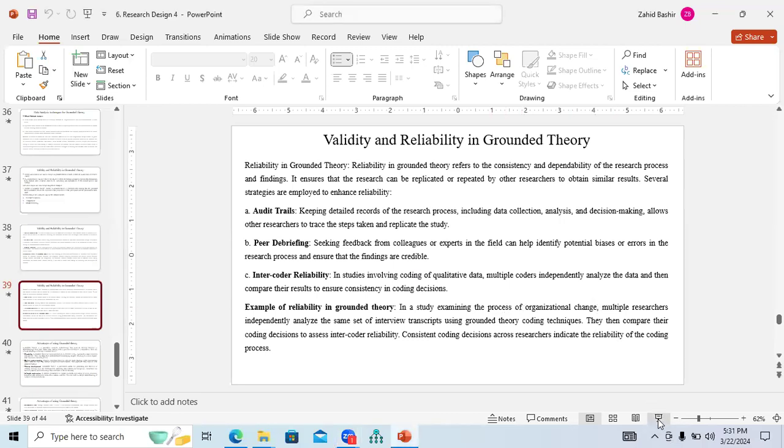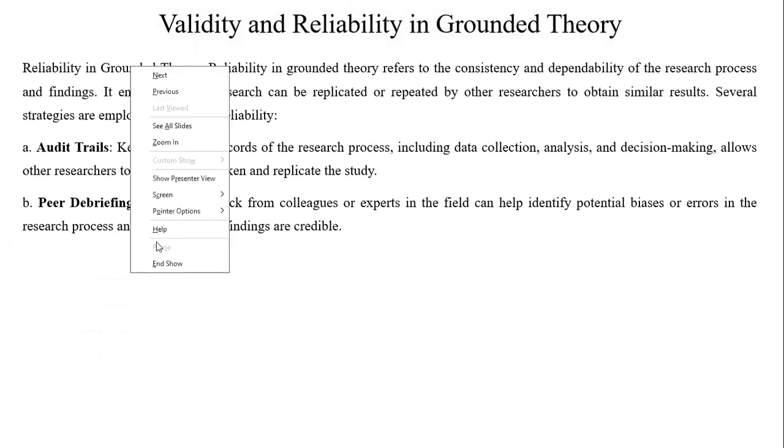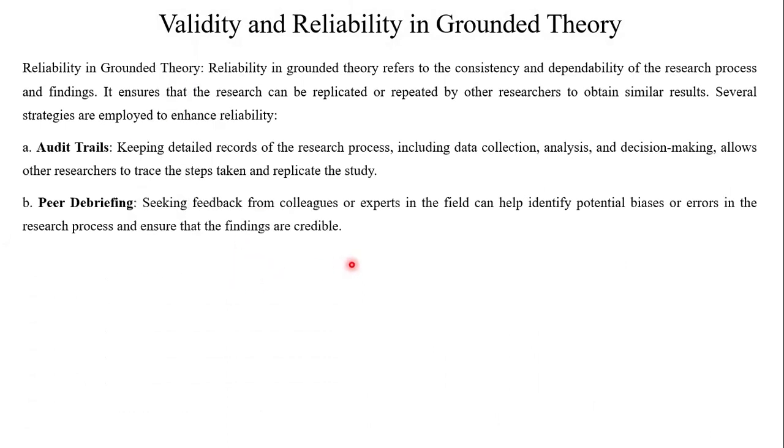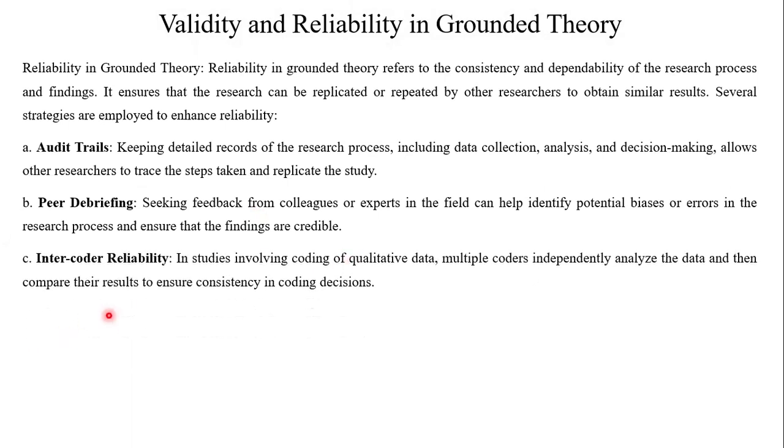I was discussing peer debriefing, that you need to take expert advice from your peers, your colleagues, in order to have clarity about what you are applying as a procedure. The next thing is intercoder reliability. What does it mean? In studies involving coding of qualitative data, multiple coders independently analyze the data and then compare their results to ensure consistency in coding decisions.